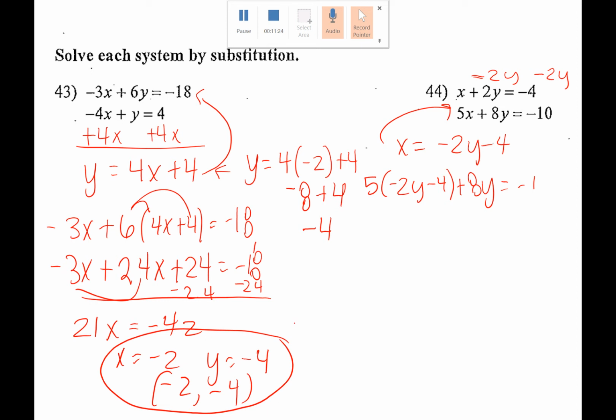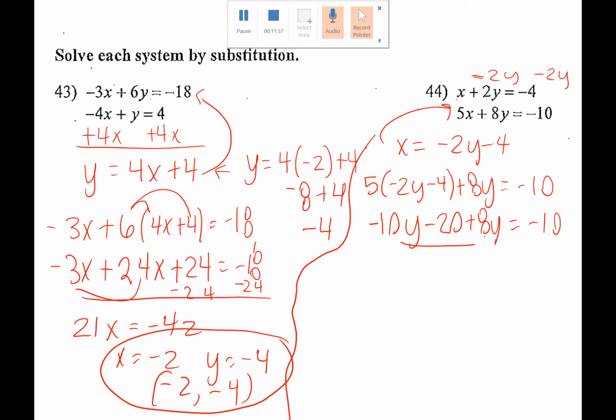So I'm going to distribute and do that. We got negative 10y minus 20 plus 8y equals negative 10. I'm going to go and combine like terms. That's negative 2y, and I'm going to add 20 to the other side. So I get negative 2y is equal to 10. So y should be equal to negative 5.